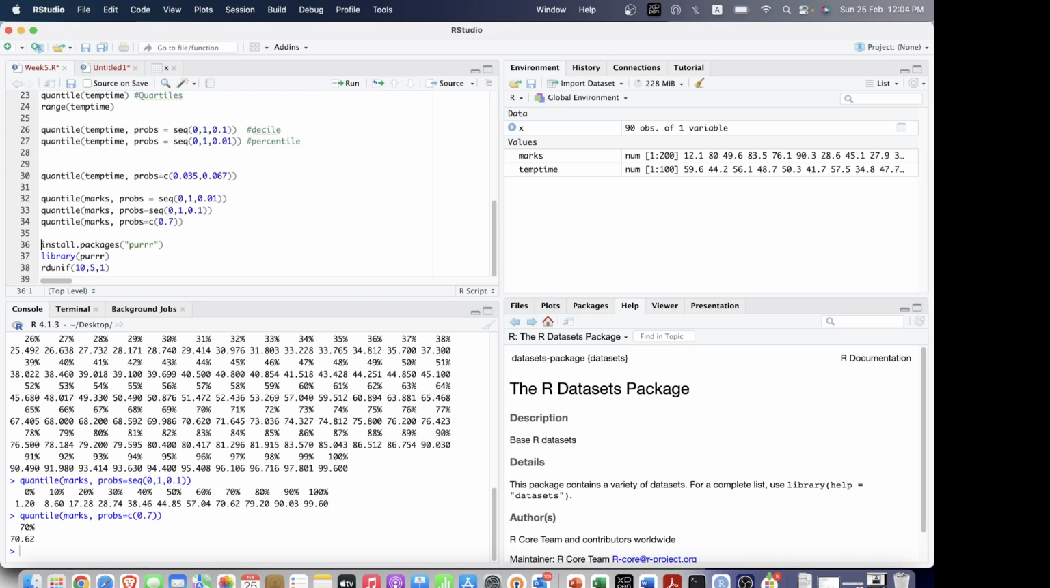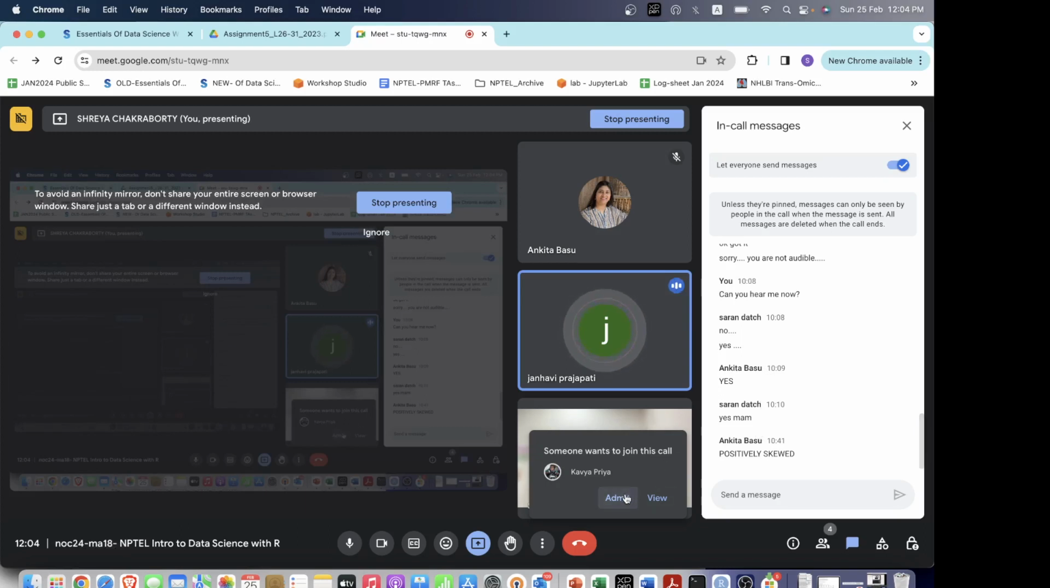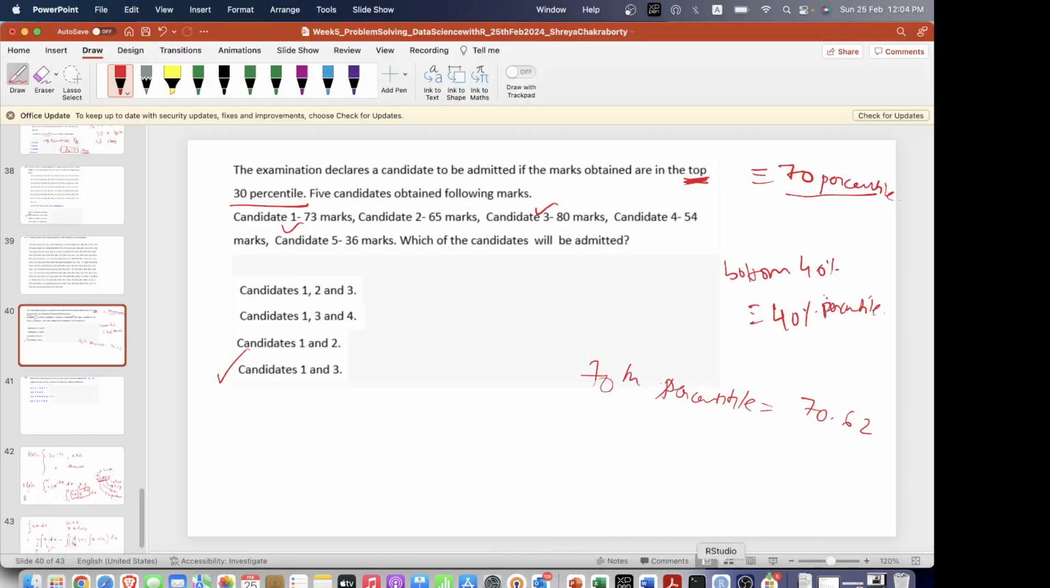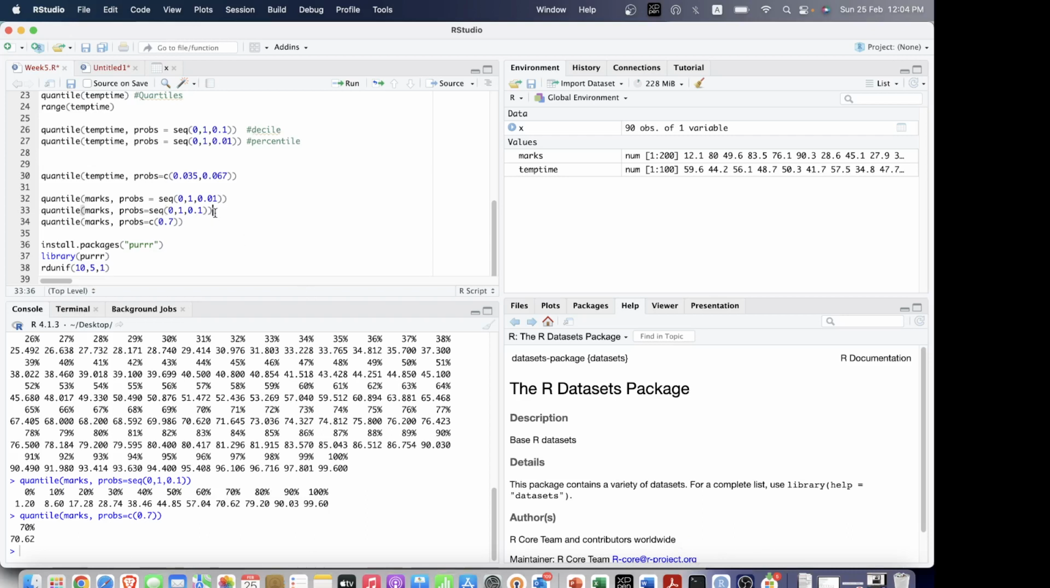I'm asking about the argument part. In percentile, we are putting the value in the probs equal to sequence from 0 to the higher range, 0.1 to 0.01, meaning 100 parts in the percentile part. In the decile part we are putting 0.1 to the higher number, and for the quantile part we are putting 0.75. No, this is what we require.